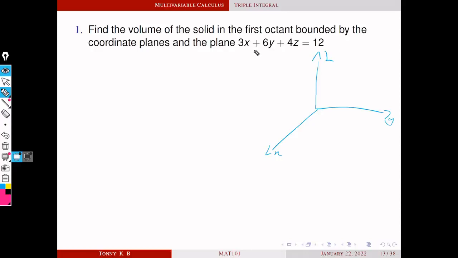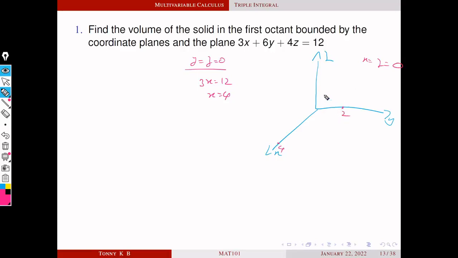So what about this plane? What is the intersection of this plane with the x-axis? To find the point, you can simply substitute y and z equal to 0. When y equal to z equal to 0, this becomes 3x equal to 12, so x equal to 4. So the meeting point on the x-axis is 4. Similarly, you can find the meeting point with the y-axis by substituting x equal to z equal to 0. That means 6y equal to 12, so y is equal to 2.